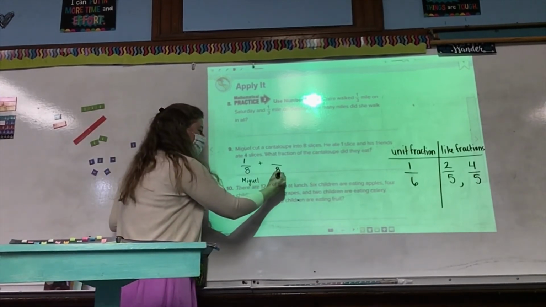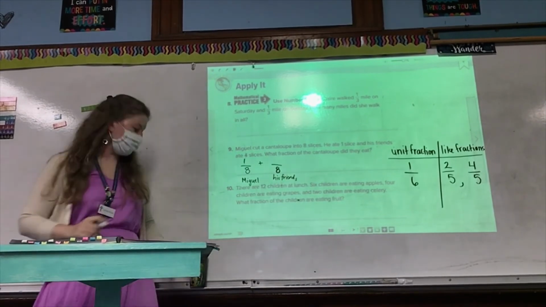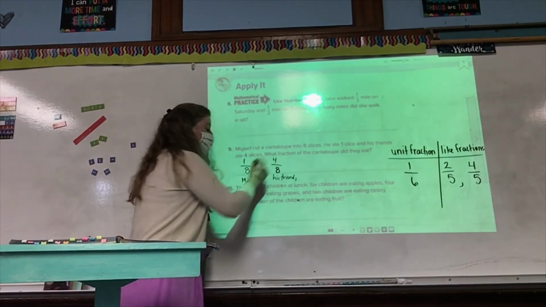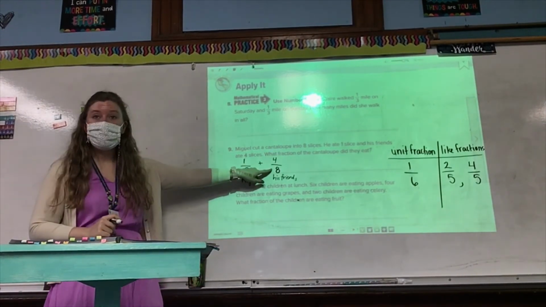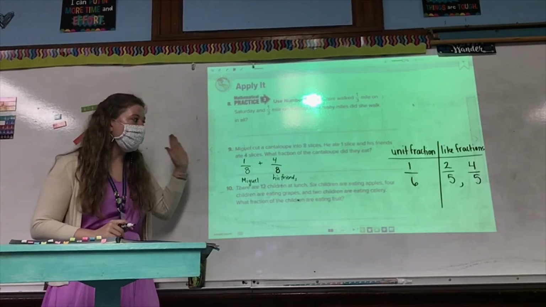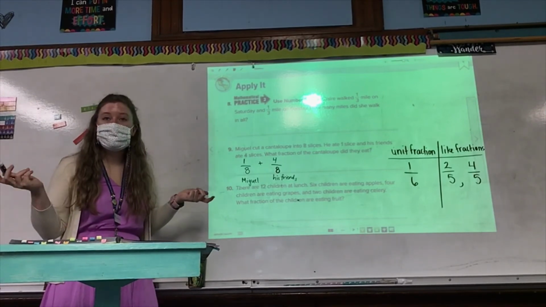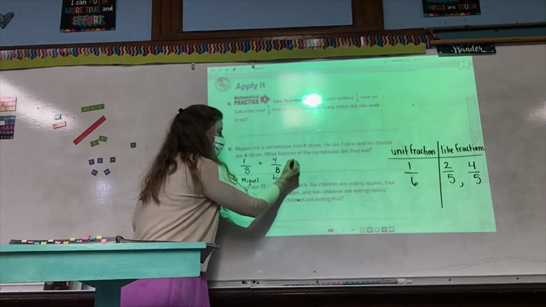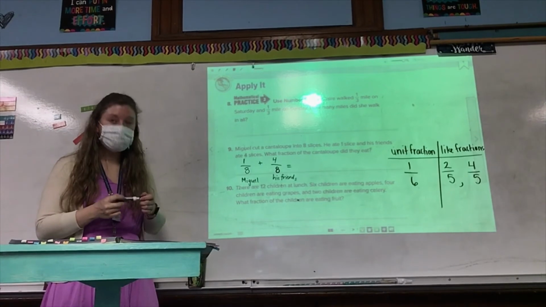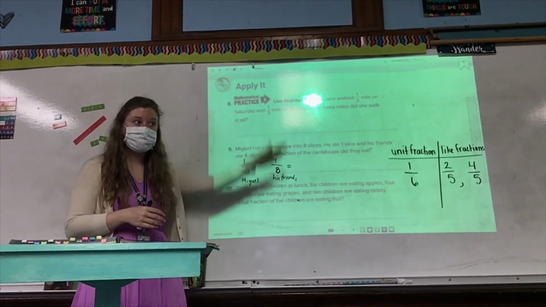Now we need to think of his friends. What fraction of the cantaloupe did his friends eat? 4/8. They ate 4 out of the 8 total slices, so they ate 4/8. Are there any other people that ate cantaloupe that we have to add together? No. So our equation is 1/8 plus 4/8. That's the first step to doing these word problems.